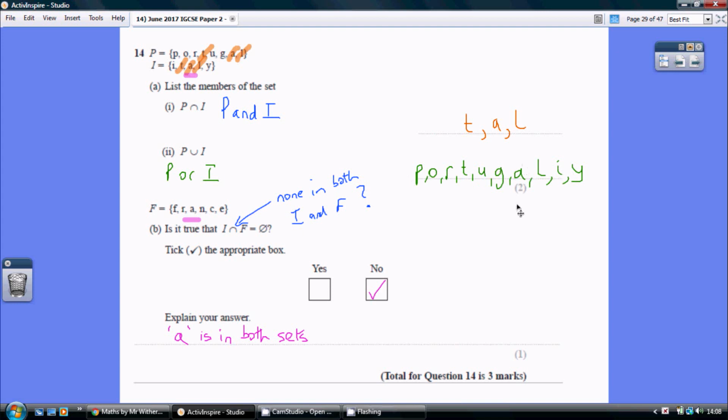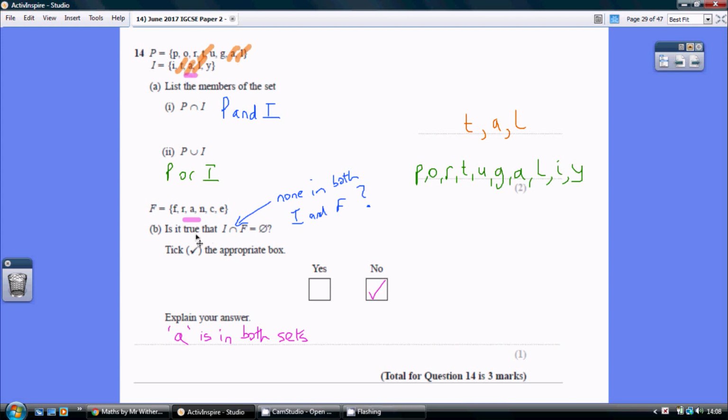Now for part B, we're being told, is it true that I intersection F comprises no members? So what we're saying is, are there any letters in the word Italy which are also in the word France? What the question is saying is that there aren't any letters that are both in the word Italy and France, because they're saying I intersection F equals 0. So this is false if we can find any letters that are in both the word Italy and the word France. And there is A.